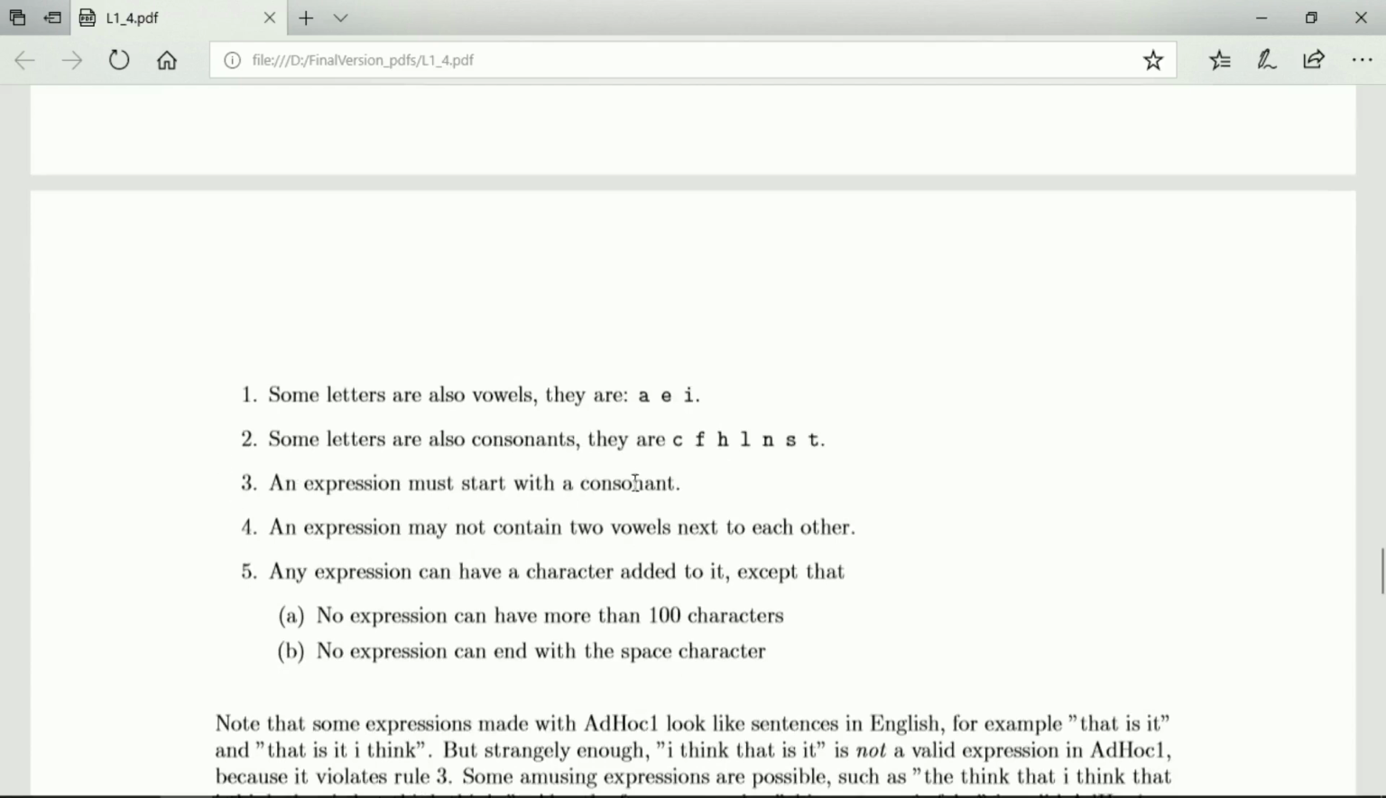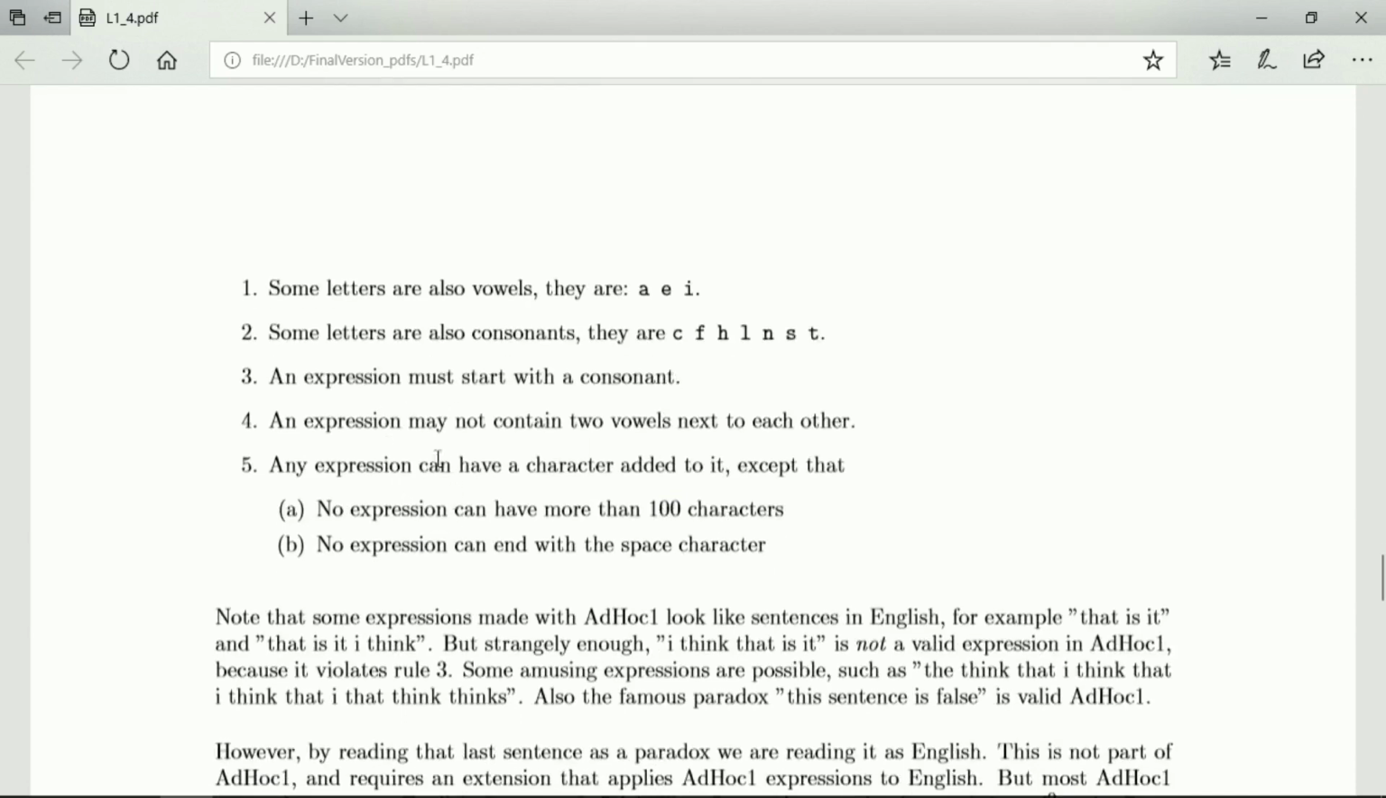Every expression must start with a consonant. That is the third rule. The fourth rule is that an expression may not contain two vowels next to each other. The fifth rule is that you can lengthen any expression by adding a character to it, and by that I mean adding it on the right, except that you can't have an expression with more than 100 characters, and you can't have an expression that ends with a space character.